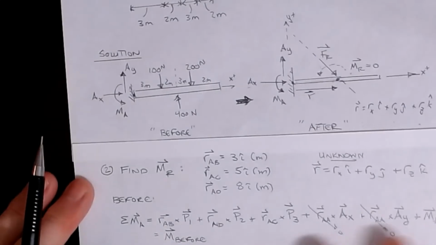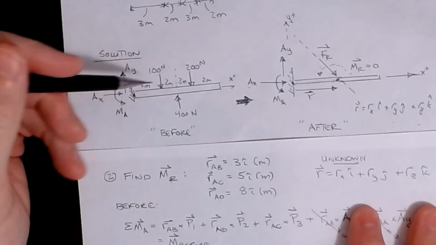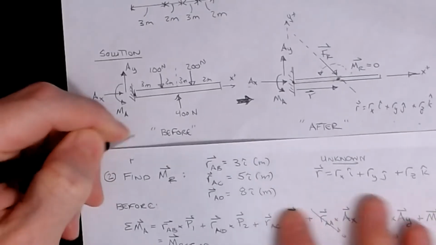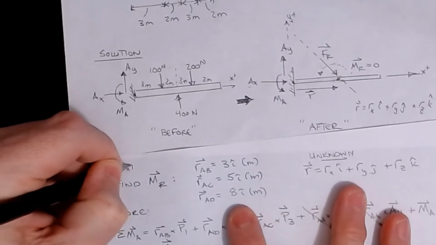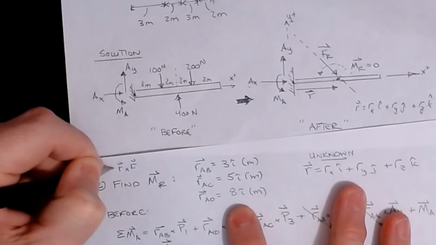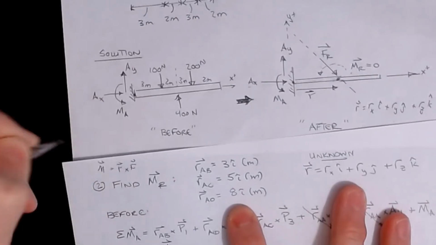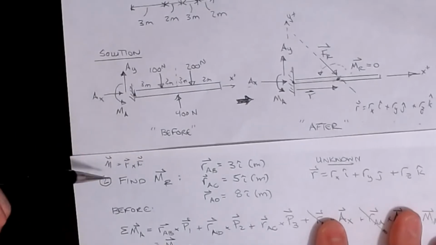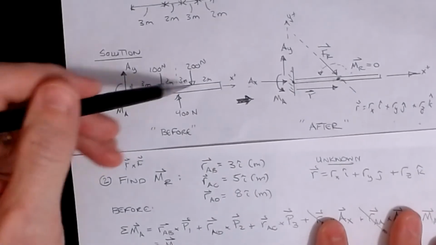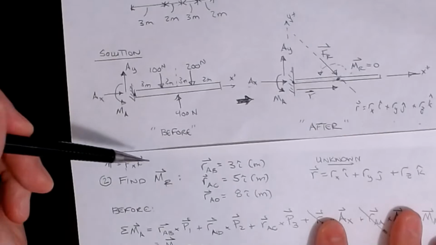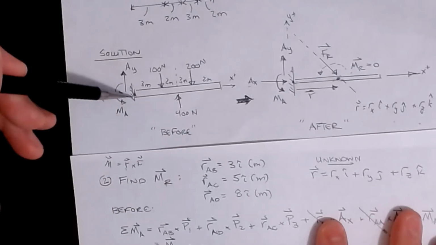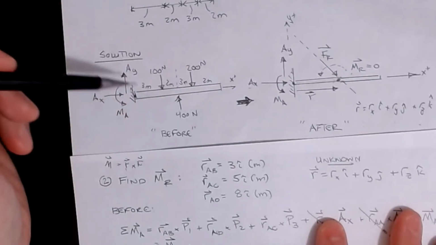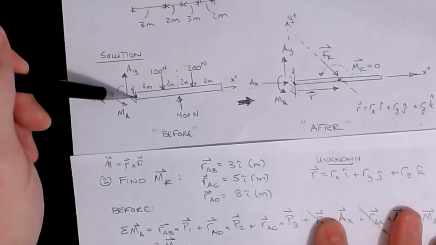In order to do vectors, everything here is an R cross F. We're taking advantage of that relationship that we defined in the last video. So every force vector gets an R cross F, and I need some position vectors. I'm going to choose to take my moment at A. Again, you could take it anywhere that you want. It doesn't matter, but I'm going to take it from A.